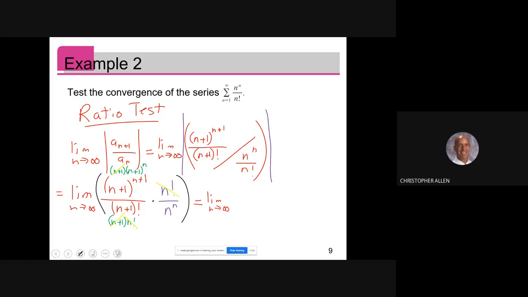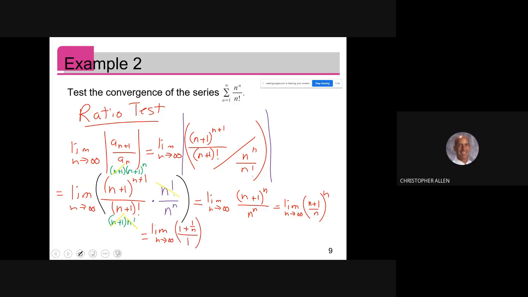It looks like the only thing left in the numerator is going to be n plus 1 to the n over, and I think I've got n to the n on the bottom. Well, if that's the case, then that's just everything to the nth, isn't it? In other words, it's n plus 1 over n raised to the nth. Well, if that's the case, what could I divide through by? I divide through by n. So then that's going to be 1 plus 1 over n over 1, all of that to the nth.